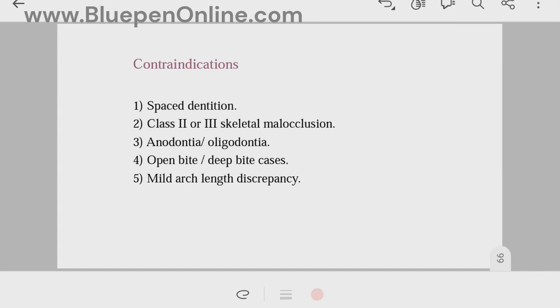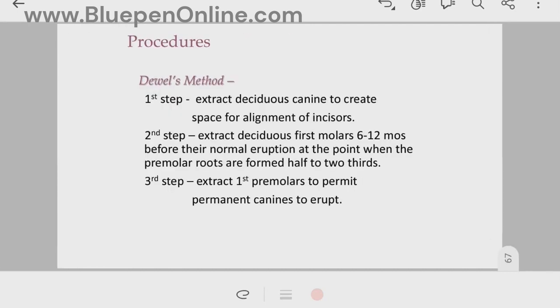Contraindications: you can't use this in class 2 and class 3. You can't use this in cases with space excess, because if the patient already has space and you are again creating a space, that doesn't sound good, right? Anodontia, oligodontia, deep bite, open bite, and mild arch length discrepancy are all contraindicated.